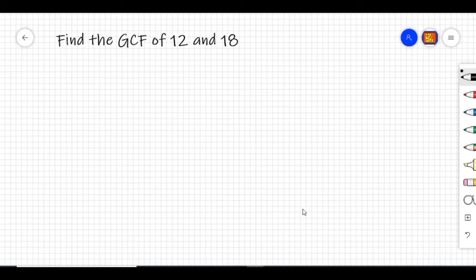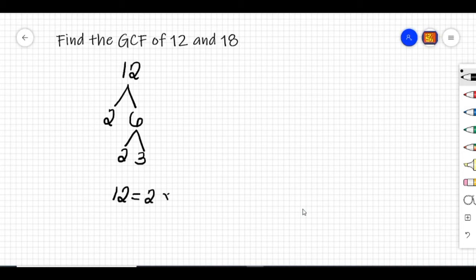Let's start by making a factor tree for 12. 12 can be factored into 2 times 6, and 6 is equal to 2 times 3. So the prime factors of 12 are 2 times 2 times 3.